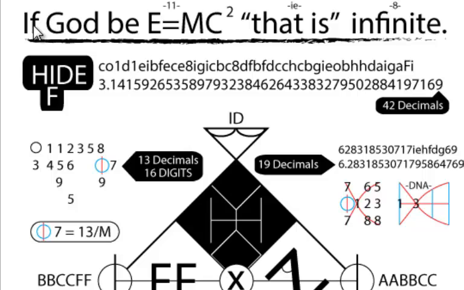So I explain this. If God be E equals MC squared, that is, i.e., infinite 8. So we understand that. Then I did this. I just wrote all the letters out to the point of 69, because that's where it breaks in tau as well. That is like a key marker, and I don't understand any of this first and foremost, but the numbers are all repeating.